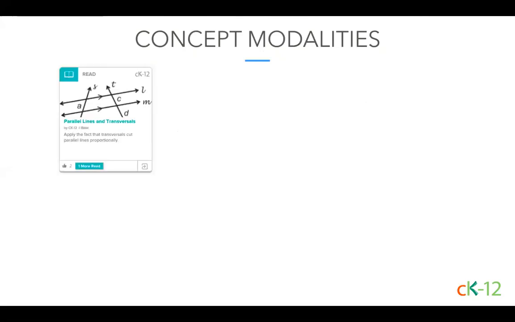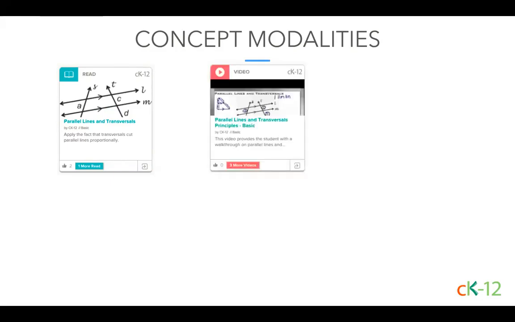So the first thing is, what are those modalities that you can assign? The first is a text modality, what we call our reads. You can't assign a whole book because it wouldn't make sense to give a student an entire textbook, but any section within that textbook or a standalone section called a read, you could assign to your students, and that would make sure that students knew what they should be reading for that particular lesson. You can assign videos that we have on CK-12 to your students.